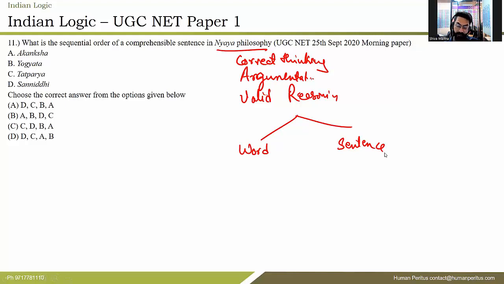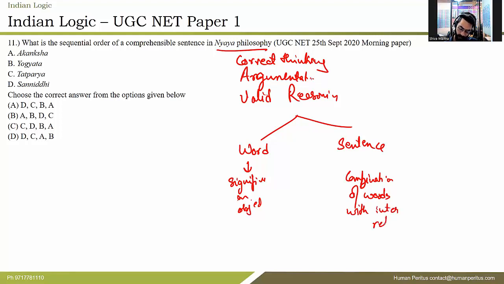Word signifies an object. Okay. While sentence is a combination of words with interrelation. Now, there are four major conditions that go with it. Four major conditions that go with it. Okay.